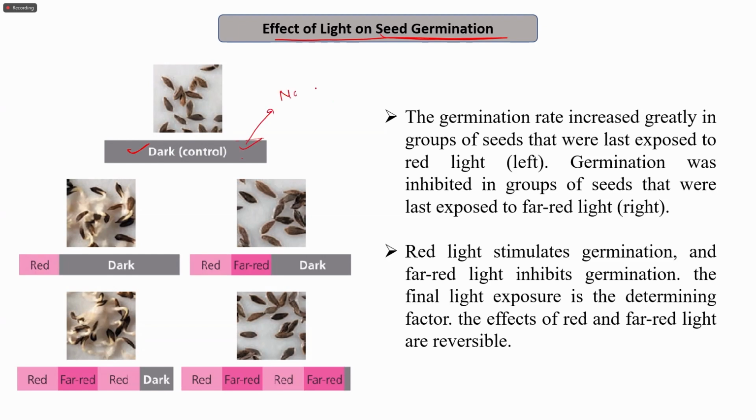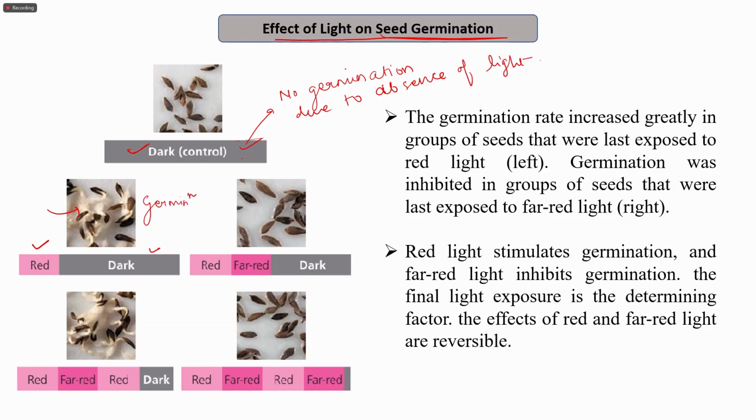Therefore, there will be no germination due to the absence of light. So this is the control, absence of light. Then we have another set of experiments where we first expose the seeds to red light and then we give a dark period. So the brief red light period induces germination.